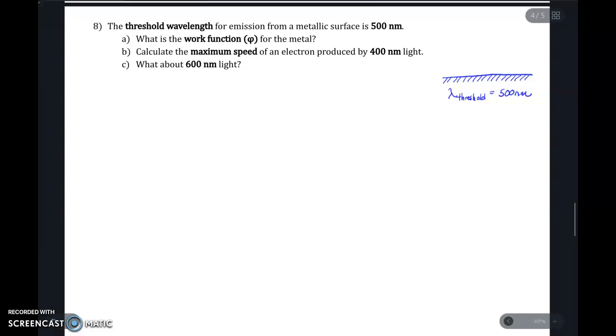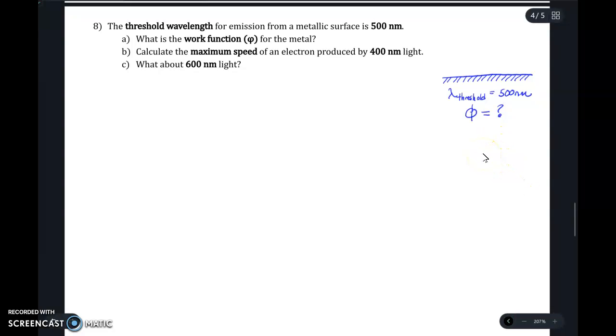What does that mean? Well, let's imagine our metal surface here. And let's note that any values that are given as threshold values really relate to the properties of the metal itself, which means they're going to relate to the work function. Because you'll notice the very first question here is, what is the work function for the metal? So when I'm told that that threshold wavelength of 500 nanometers is what the property is for this metal, that's going to allow me to calculate the work function. So anytime you see threshold, remember that that's a property of the metal.